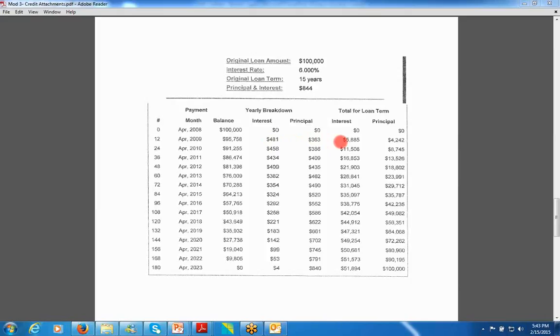In that first year, you pay $58.85 in interest and $42.42 in principal. Now, if you go down, as your balance drops, then more of your money is going toward principal. And if you go down here in the 14th year, you've got majority of your money going to principal, and the interest for the life of the loan has been $51,000. Principal paid $90,000. So you paid about $152,000 for that $100,000 house, right? Now let's take a look at the 30-year amortization, okay?